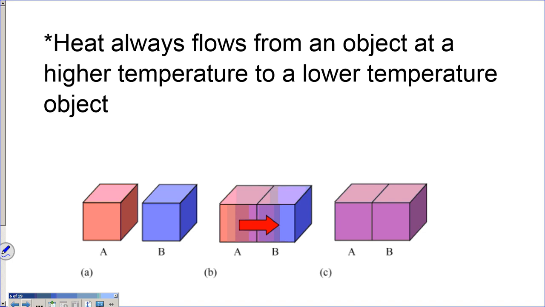Take, for example, here we have boxes A and B. Box A is red, it's rather hot. Box B is cold, the blue one. Whenever the two come together, you are going to have heat go from the red box that is a higher temperature into the blue box that's a lower temperature. And that will happen until they are both the same temperature, which is where you end up with the purple boxes.